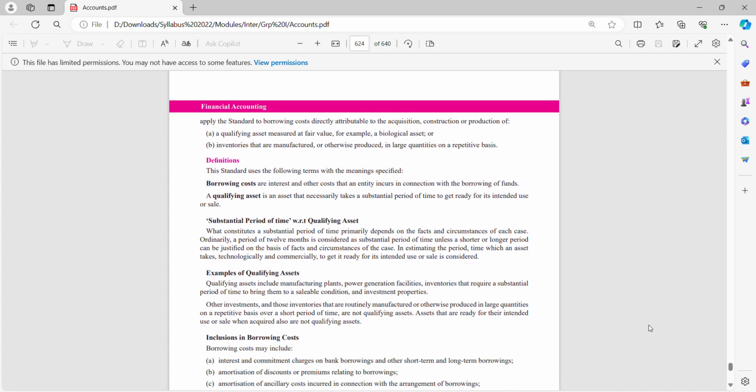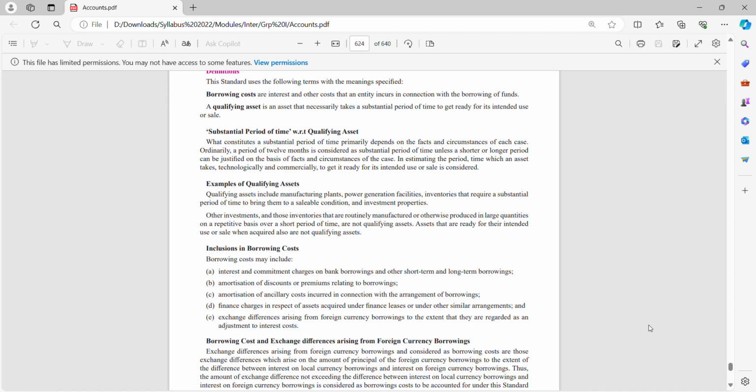Example of qualifying asset. Qualifying assets include manufacturing plants, power generation facilities, inventories that require a substantial period of time to bring them to a saleable condition, and investment properties. Those inventories that are routinely manufactured or otherwise produced in large quantities on a repetitive basis over a short period of time are not qualifying assets. So we have examples of qualifying assets. Power generation, manufacturing plants, inventories can be classified as qualifying assets.